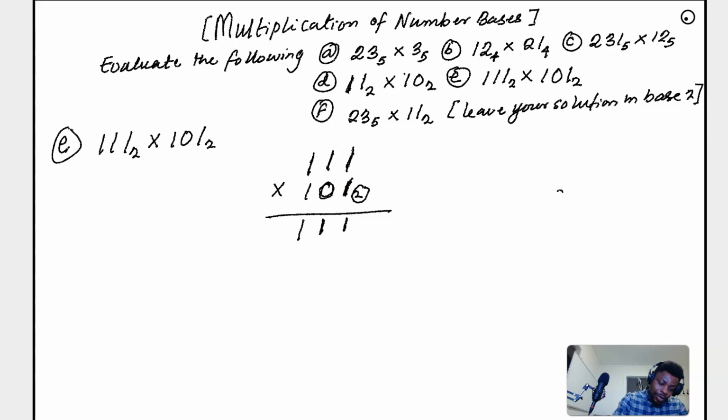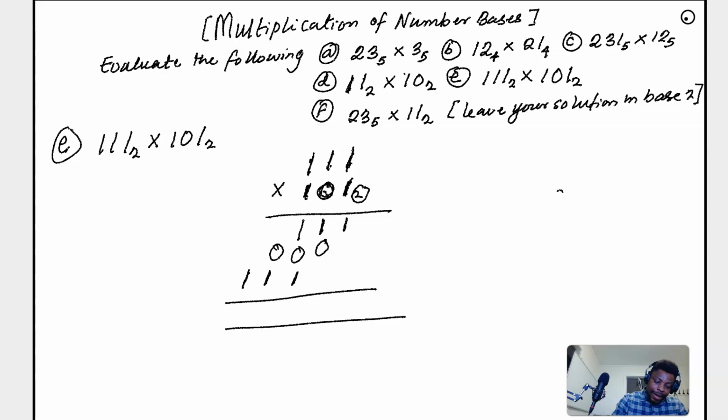So now we use 0 to multiply 111. 0 times 1, 0. 0 times 1, 0. 0 times 1, 0. I'm done with 0 too. So let's go to this and use 1 to multiply 111. Okay? 1 times 1, 1. 1 times 1, 1. 1 times 1, 1.